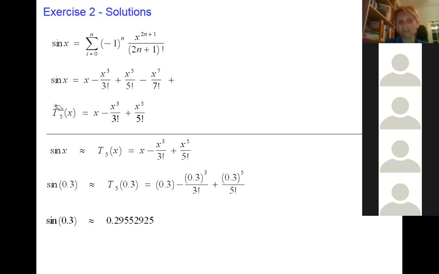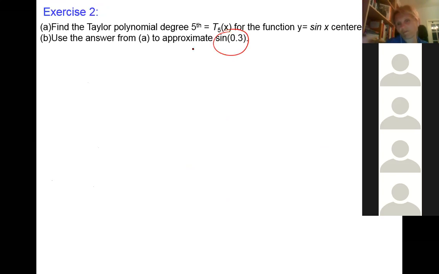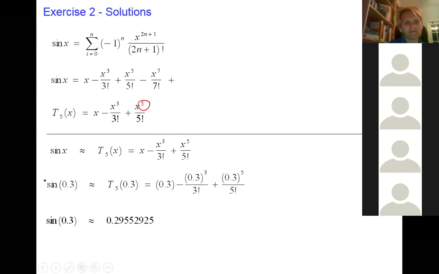Now I need T sub 5, the fifth degree polynomial, which means I have to stop at x to the power of 5. And the same thing, my sine curve could be approximated by the fifth degree polynomial. The question asks us to approximate sine of 0.3. Instead of having this value and maybe using a calculator, how can I approximate? I can simply use the polynomial. Instead of x, I can put 0.3 and get the value, which I did here. Probably we still need a calculator, but we can do it even by hand. This one, we can't really do by hand.